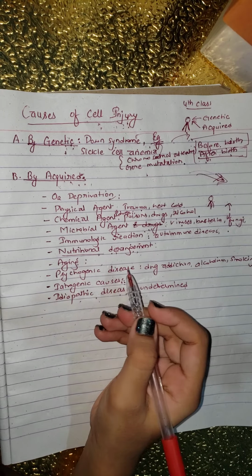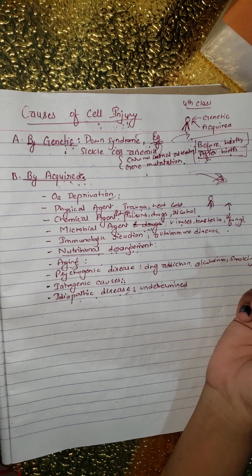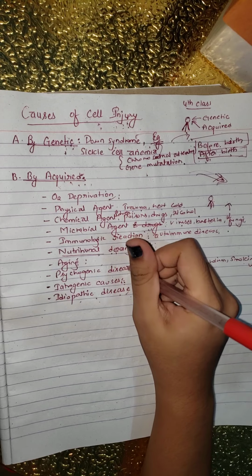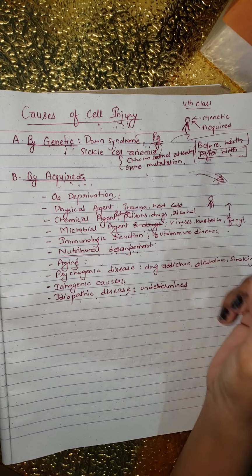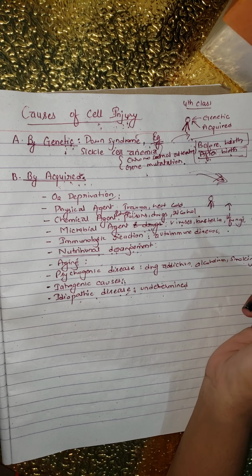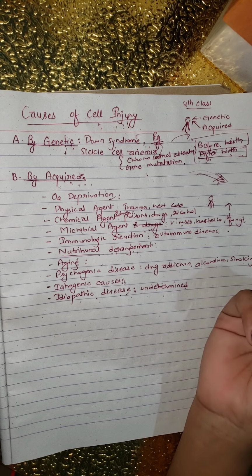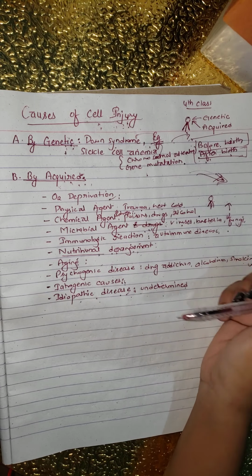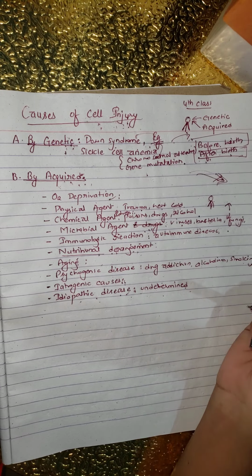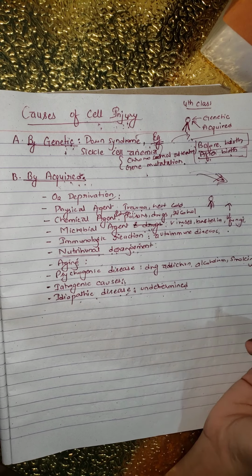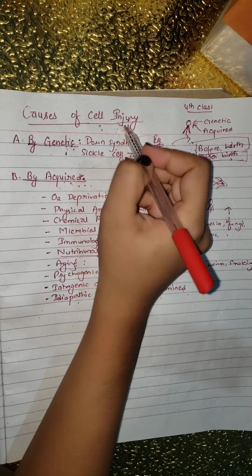And aging, of course, itself causes injury to the cell. And psychogenic disease like drug addiction, alcoholism, smoking, all of those causing mental sickness also cause injury to the cell. Iatrogenic causes are those unfortunate causes, for example due to wrong judgment or wrong therapy or treatment, that will also cause injury to the cell. Idiopathic diseases are all those diseases which are undetermined or unknown, or whose exact etiology is not completely known. Those can also cause cell injury.